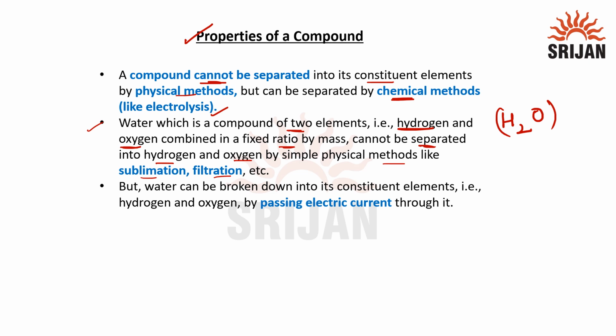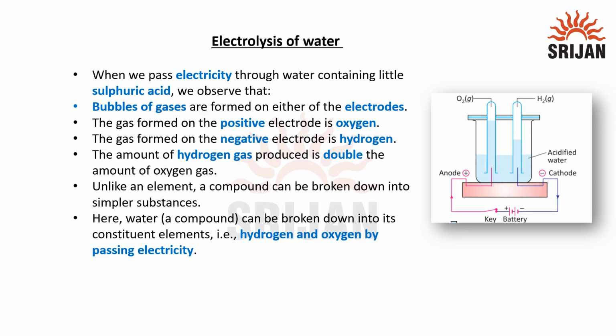Okay, so now the next is, water can be broken down into its constituent elements, hydrogen and oxygen, by passing an electric current through it. Now we will understand this with the process of electrolysis of water, right? When we pass electricity through water containing a little sulfuric acid, you can see this image. We observe that bubbles of gases are formed on either of the electrodes. You can see this is the anode and this is the cathode.